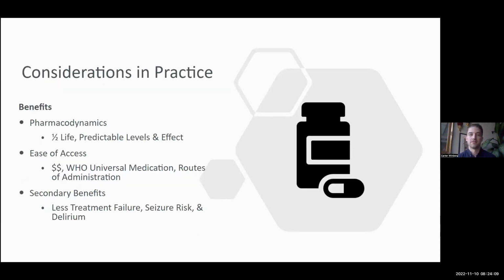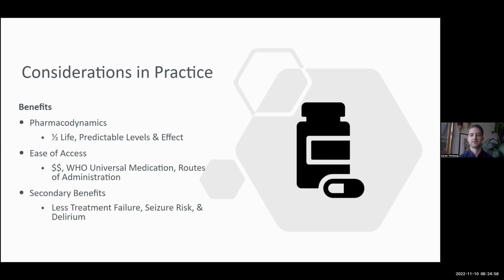So if we were to try to take some of this evidence and think about how we would use these medications, there are certainly some practical considerations of what we need to know about them. The pharmacodynamics, with the long half-life that's in the matter of days, allows you to reach a steady state and then work within that, versus the sometimes more roller coaster up and down effects of shorter acting medications. And it is helpful to know about these predictable levels and predictable effects that we can see with phenobarbital. It should have significant ease of access, where PO phenobarbital is incredibly cheap. And it is a WHO universal medication, so we should have access to it across sites and not only in larger centers. And it can be administered in a variety of ways: IM, IV, PO, and PR.